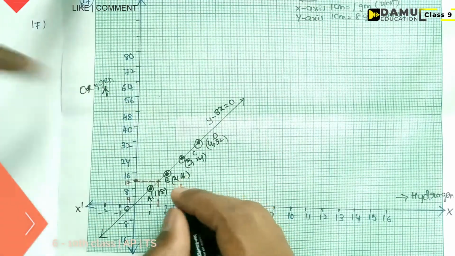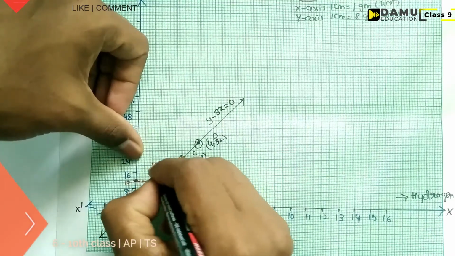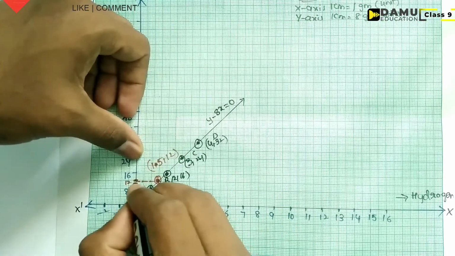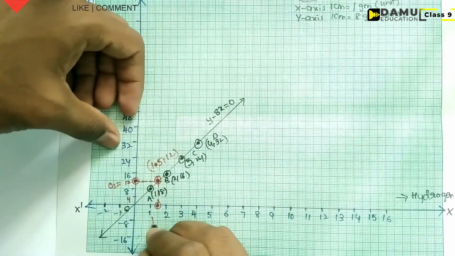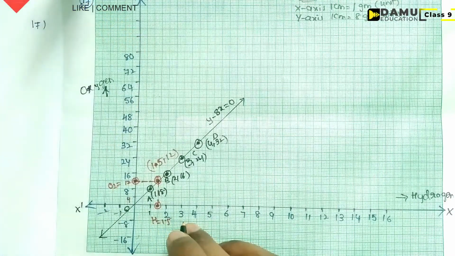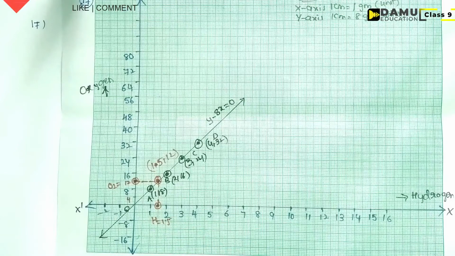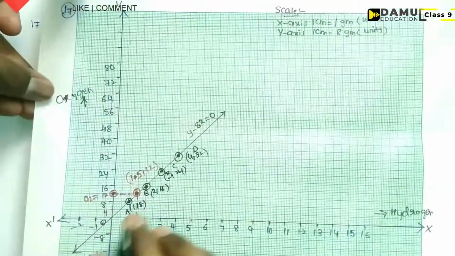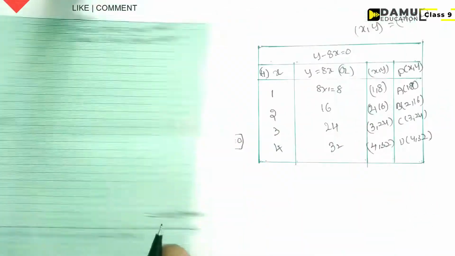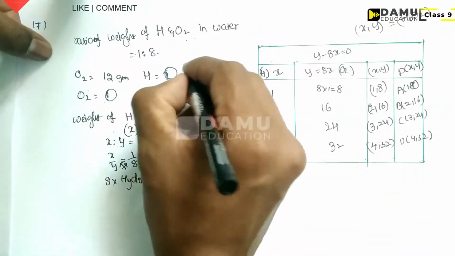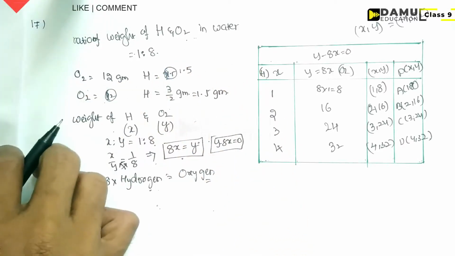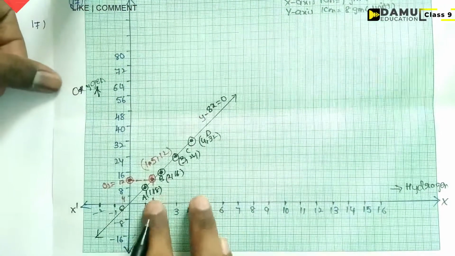So this point is 1.5 comma 12. Here oxygen will be 12, then hydrogen will be 1.5. So if hydrogen is 3 by 2, 3 by 2 is nothing but 1.5. If it is 1.5, oxygen is 12. So simultaneously both are the same point we are taking. If it is 12 grams, this is 1.5. So 1.5 grams, 12 grams, mutually sharing both the values here. So like this we need to find.